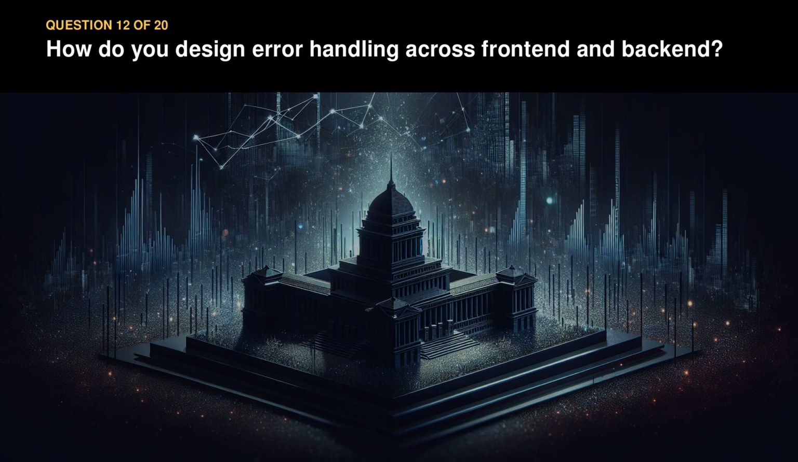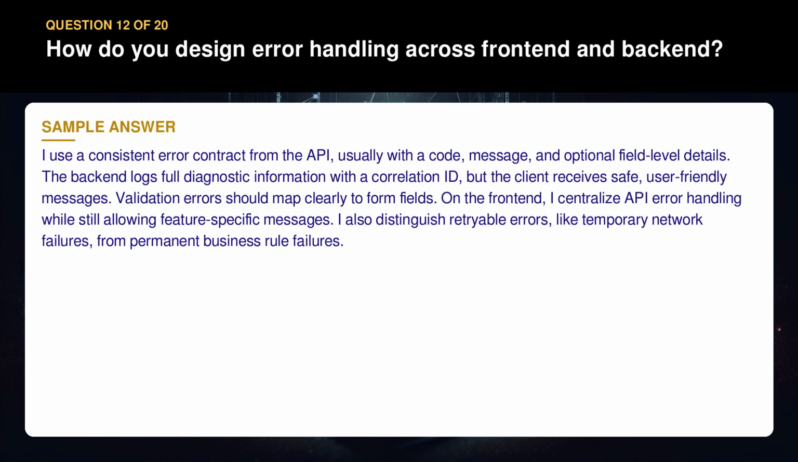Question 12. How do you design error handling across front-end and back-end? I use a consistent error contract from the API, usually with a code, message, and optional field-level details. The backend logs full diagnostic information with a correlation ID, but the client receives safe, user-friendly messages. Validation errors should map clearly to form fields.